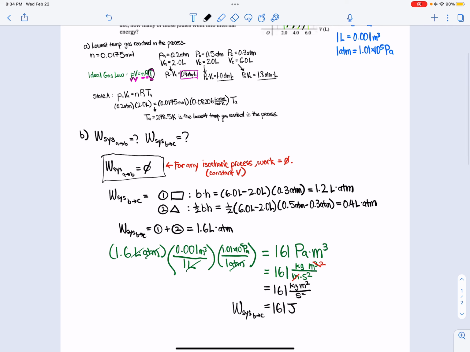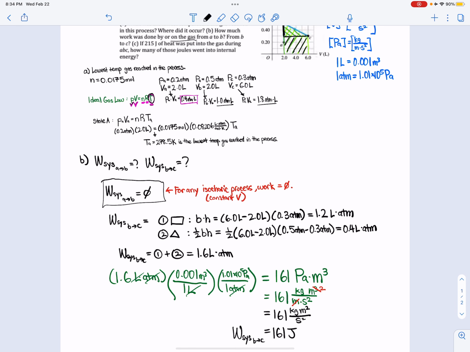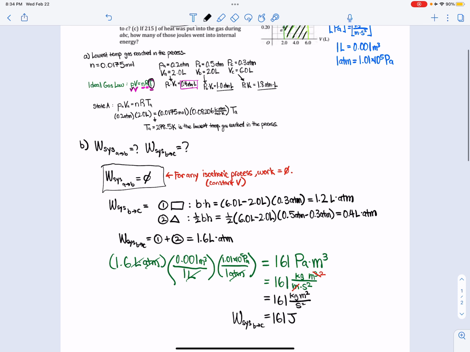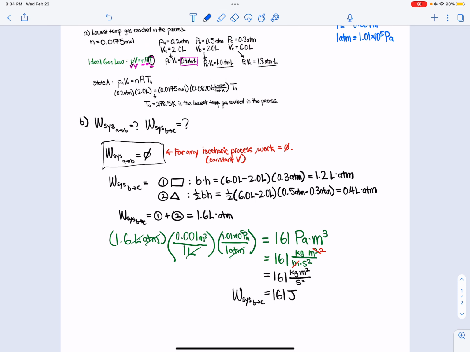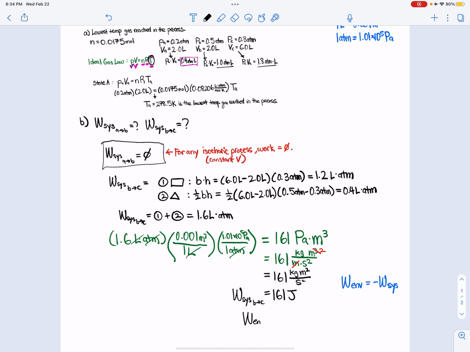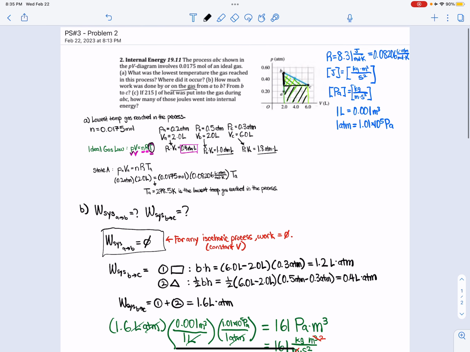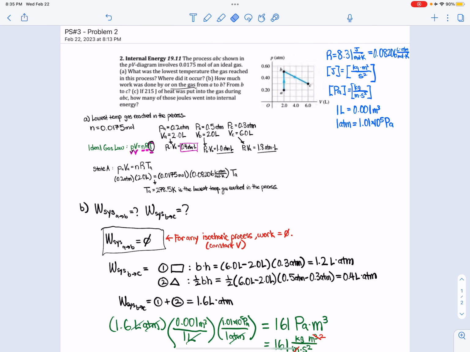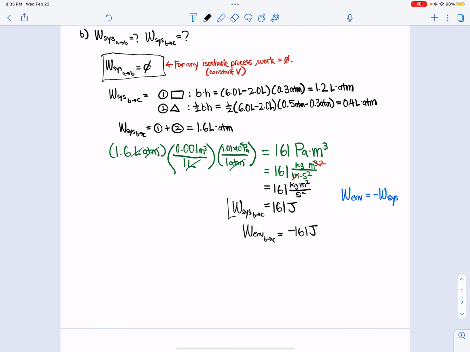Okay, and recall if you wanted to choose work done on the gas, which is the work environment, then we would just remember that the work done by the environment is equal to negative work done by the system. So if we chose work done by the environment from B to C, then that would equal negative 161 joules, right? That's only because of the direction. As we see here, the volume expanded. It went from 2 to 6. Okay, and that's why the work of the system is positive.